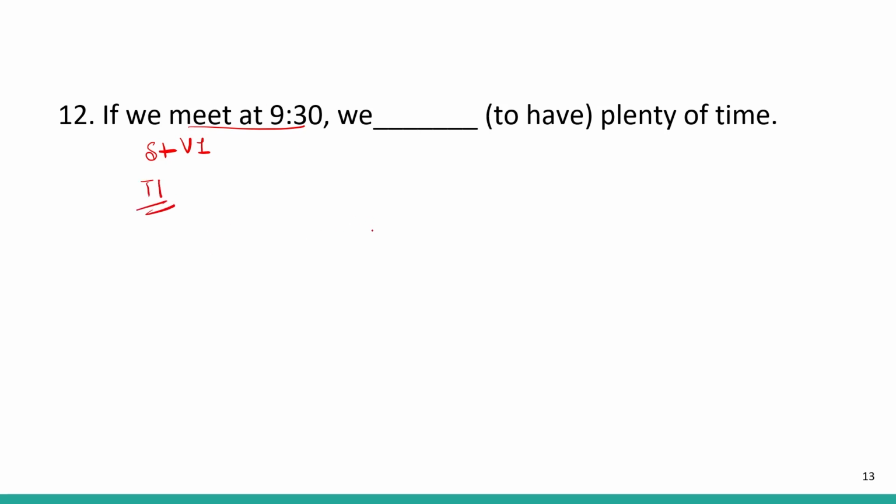So in type 1 condition, we require subject plus will plus verb first form. That is future indefinite in the second clause. So here it should come, we will have plenty of time. We have to write the form of to have. So the correct sentence will be, if we meet at 9:30, we will have plenty of time.